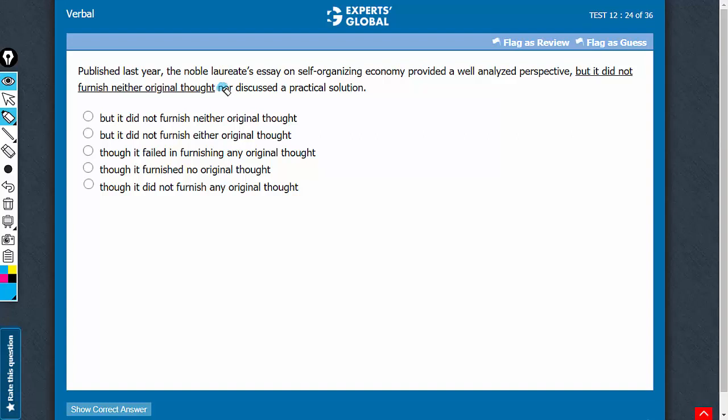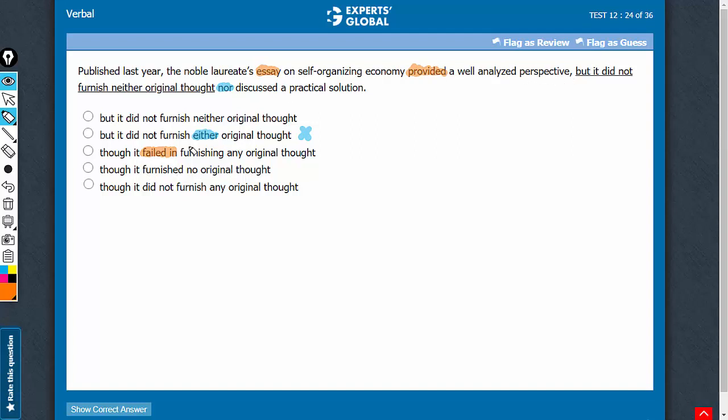We see a "nor" here, therefore "either" is not going to be correct. "Neither... nor" is the right usage, "either... or" is the right usage, so answer choice B can be eliminated. In answer choice C, "failed in" changes the meaning. It is not that the essay failed in doing something. The intended meaning is that it provided a well-analyzed perspective, though it did not furnish something.